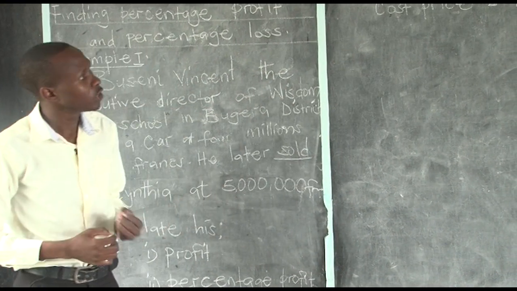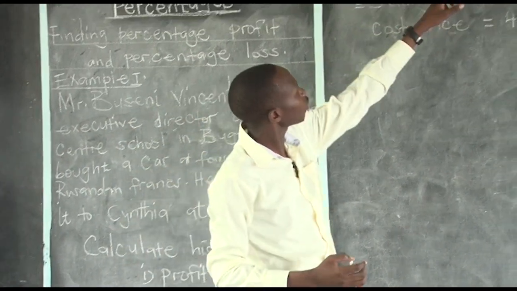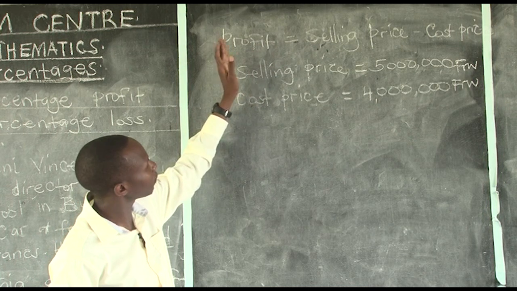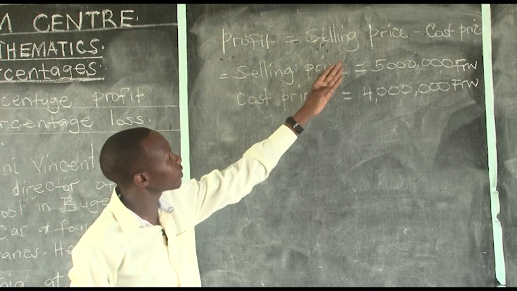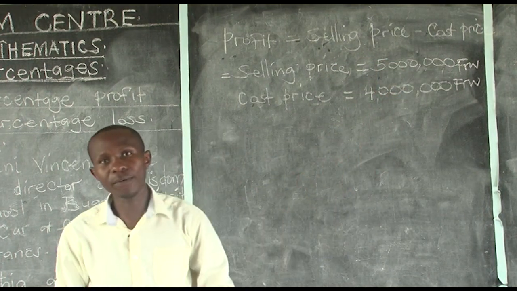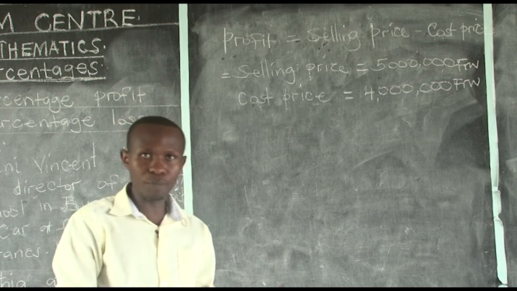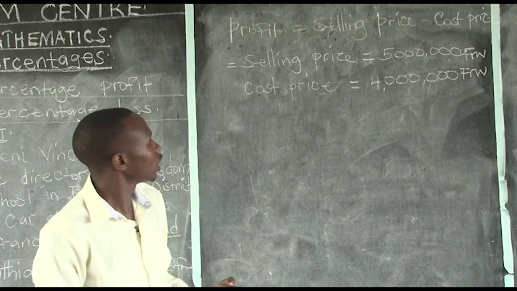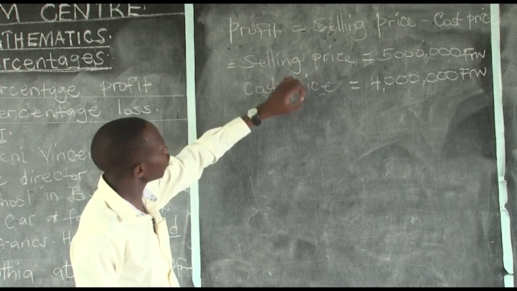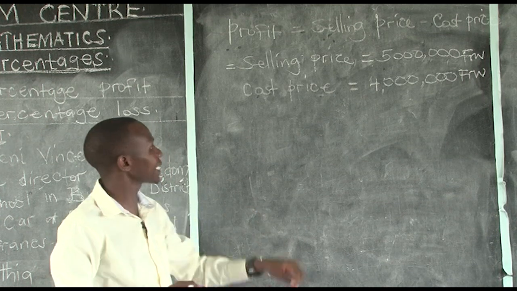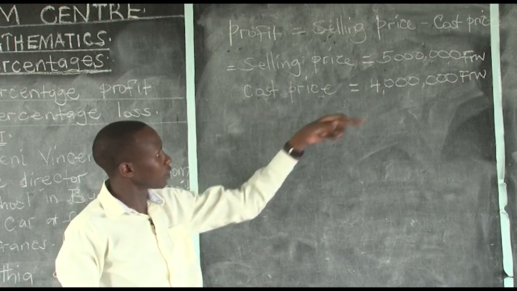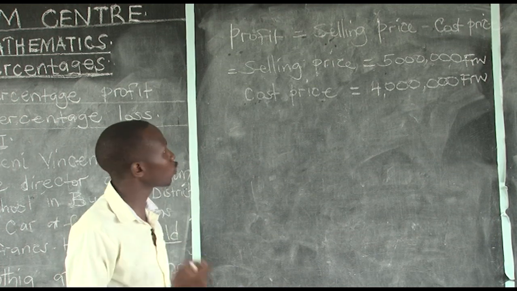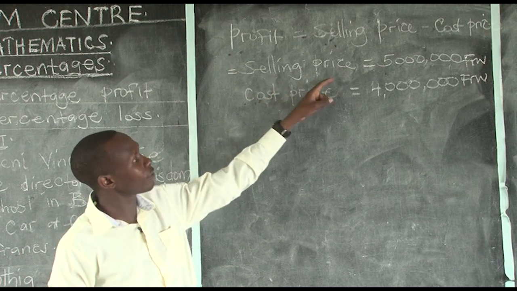After selling it at that amount, we shall come to the next step. What do they want? We have now known the selling price, because for us to find the profit of this person, we shall have to get the profit. Then we say profit is equal to selling price minus cost price. And at this time now, we know our selling price as 5 million. At the same time, we know our cost price or our buying price as 4 million. So buying price, 4 million, cost price, 4 million. When I say buying price or cost price, it remains. Buying price and cost price is the same word. Then at the same time, selling price, we have it as 5 million.